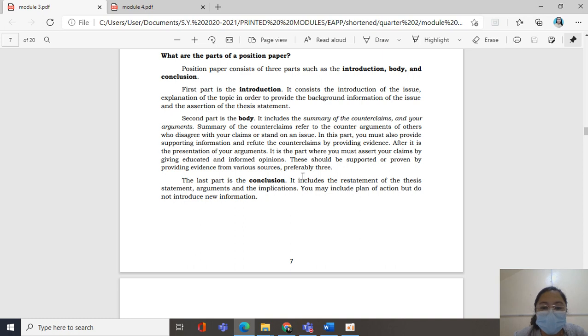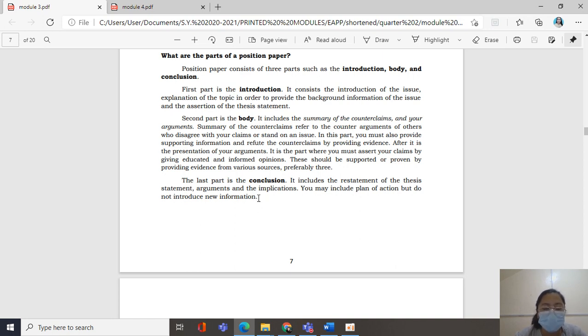And for your body, this is where you will assert your claims by giving educated and informed opinions. And this should be supported or proven by providing evidence from various sources. So, question, how many sources are we going to use in our position paper? Preferably, it is suggested that there must be three pieces of evidence from different or various sources.